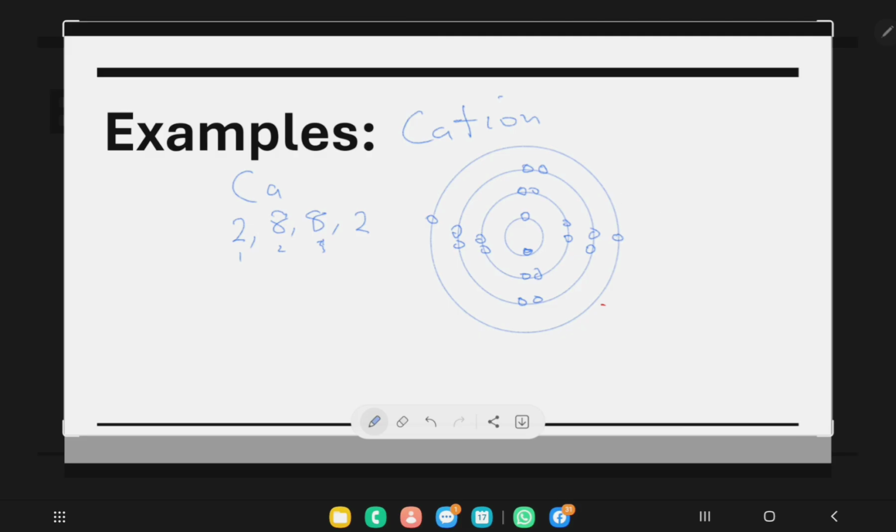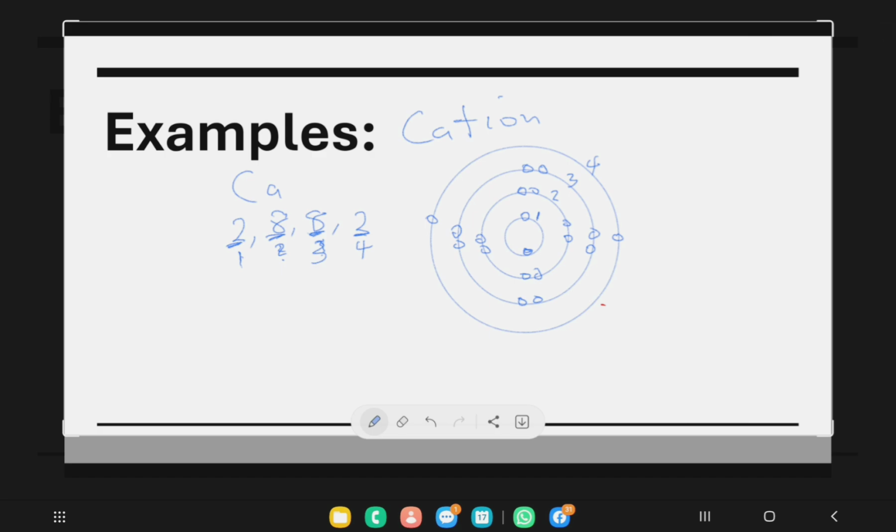So let's count the shells. Shell number 1, number 2, number 3, number 4. The first one has 2 electrons. The second one has 8 electrons. The third one has 8 electrons. The fourth one has 2 electrons. This is calcium.